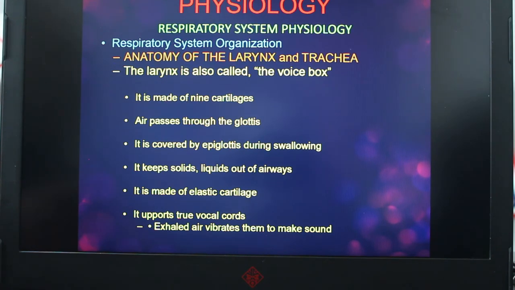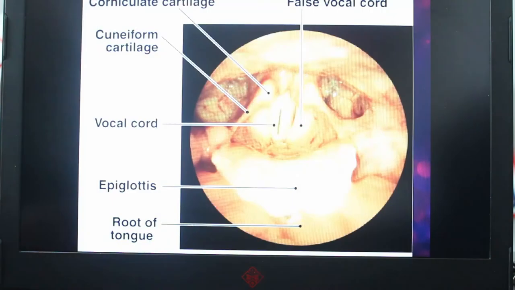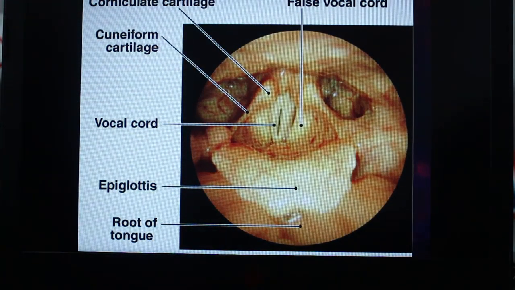Air passes through the glottis. I will show you the drawing of this. It is covered by epiglottis during swallowing. It keeps solids, liquids out of airways. It is made of elastic cartilage. It supports 2 vocal cords so that we can speak. And the mechanism of speaking is we intake our breath actively, and as we passively exhale, we use our vocal cord muscles to produce sound.